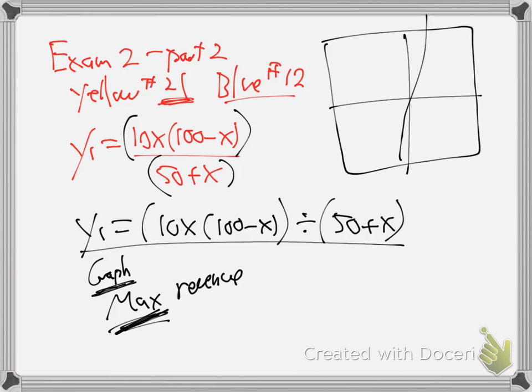So, exam 2, part 2. The yellow is 21, blue 12. That's the question I'm talking about. Part 2, not part 1, part 2. Yellow 21, blue 12. It's this question about the economist. This is actually R of x, the economist problem.